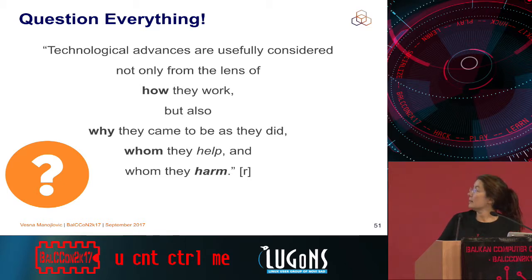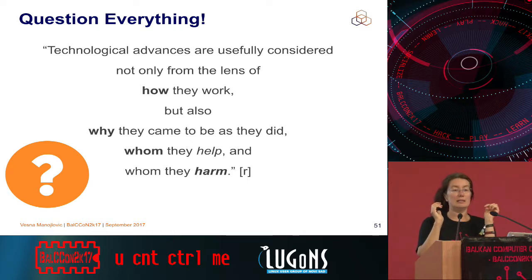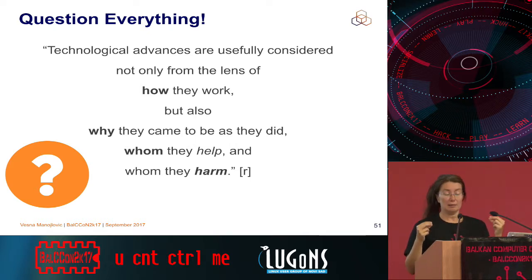And again, the cryptography professor also said to ask not only whether this is the coolest way that I can create the algorithm, but why this technology became this way. Who is it helping and who is this technology actually harming?